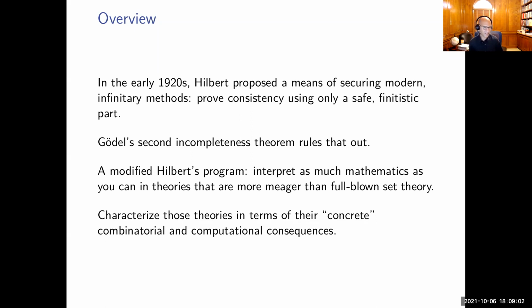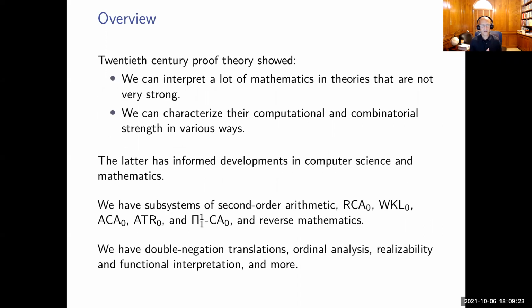And then you try to understand those portions of mathematics in terms of their combinatorial and computational consequences. So you try to find subsystems, weaker axiomatic theories than set theory, that suffice to formalize interesting parts of mathematics, and then you mine those theories for interesting combinatorial and computational properties. The result was, as I said, fairly successful. In the 20th century, we learned that you can interpret a lot of mathematics in theories that are not very strong. And moreover, you can find informative and interesting computational and combinatorial characterizations of their strength.